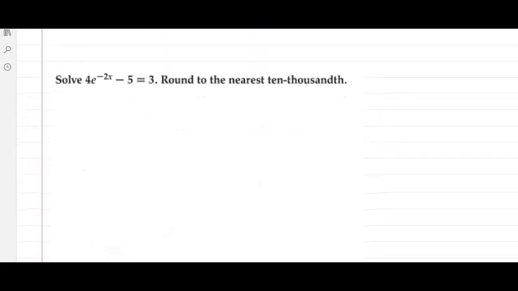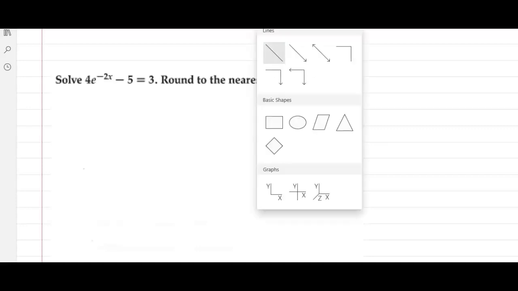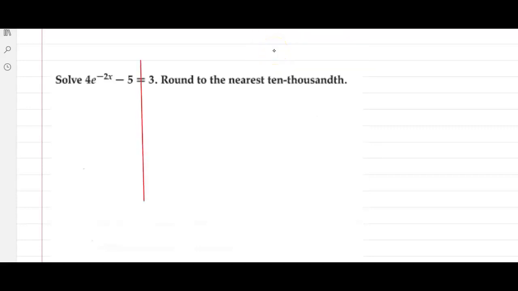All right, let's use these properties to solve this exponential equation. Okay, remember, solving just means getting x by itself. If I have to clear everything off of this side of the equation, except for the x, that means I need to get rid of 4, e, -2, -5. We're going to use what we know about solving equations to accomplish this.